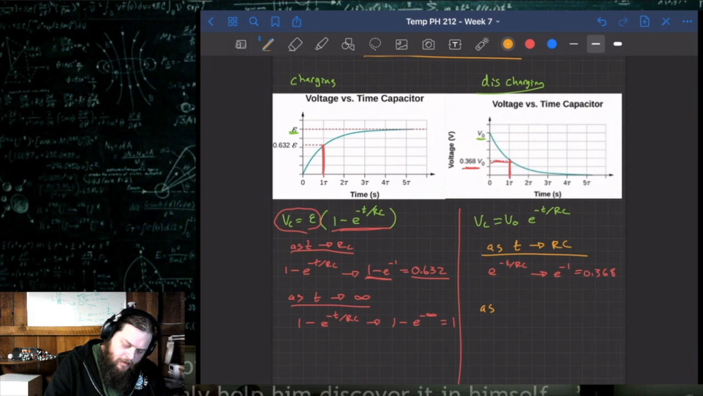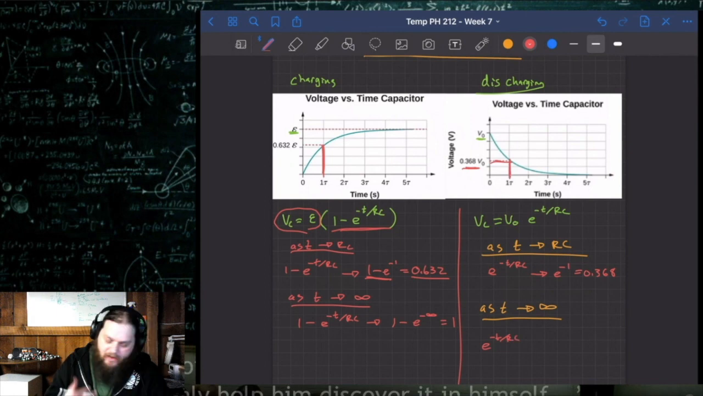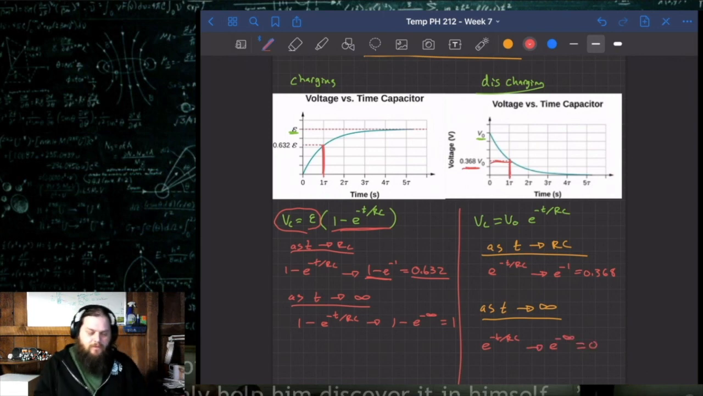As the time approaches infinity, as it goes on forever, we can see mathematically that e to the negative t over RC, our time constant, which is tau, is going to approach e to the negative infinity, which is equal to 0. So once this is equal to 0, we can see the voltage of the capacitor basically is equal to 0 once it's discharged completely, which makes sense.